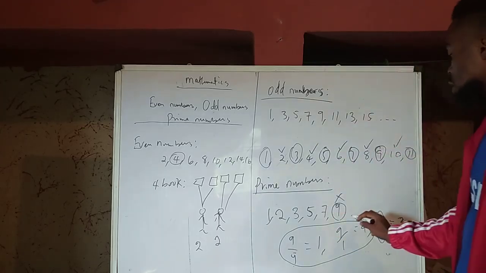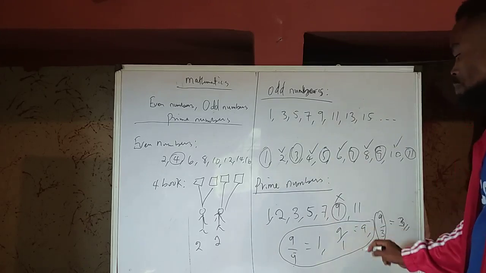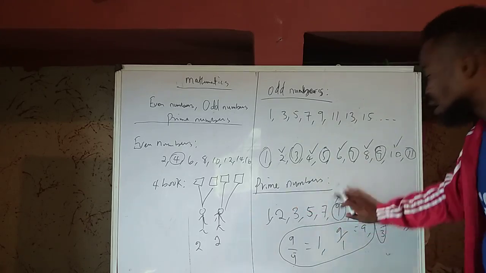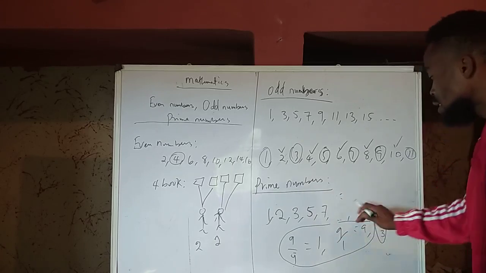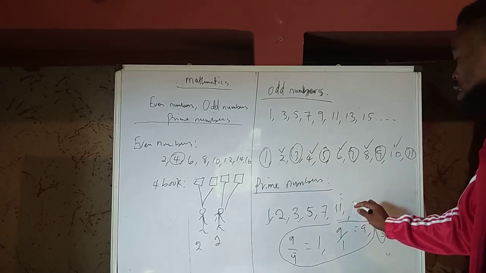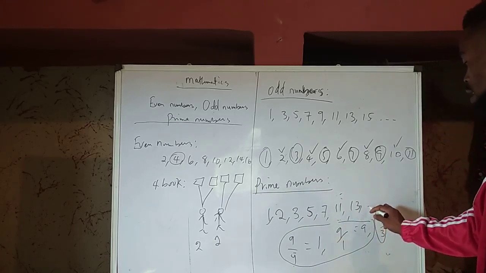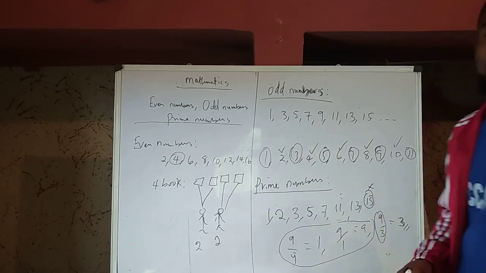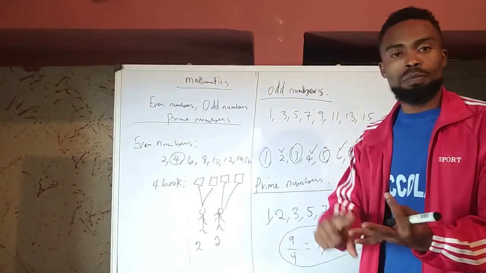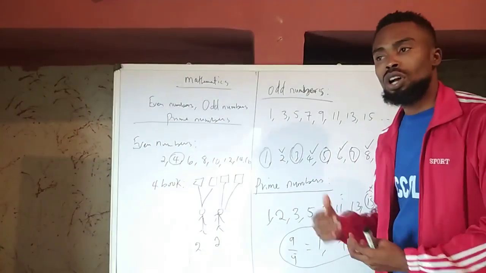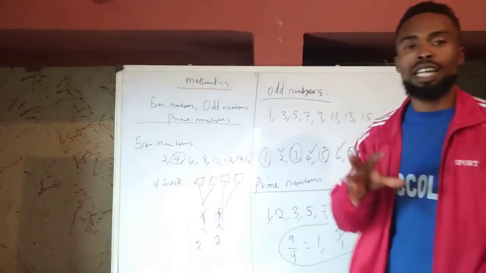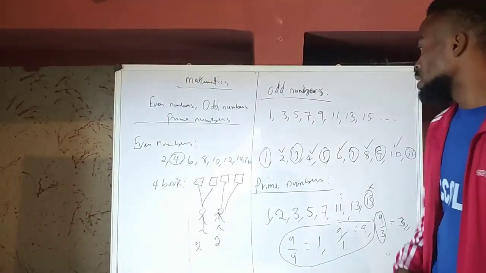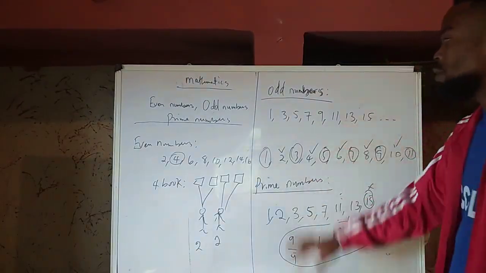This can go on and on. 11 is a prime number. I'm going to get rid of this 9 here. 11 is a prime number. 13 is a prime number. 15 is not a prime number because 15 can be divided by 5 and by 3. Its division to whole numbers is not limited to 15 and 1 alone. So that's it about prime numbers.